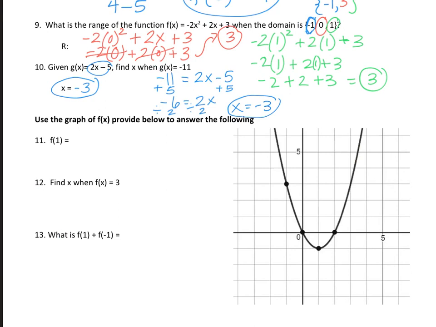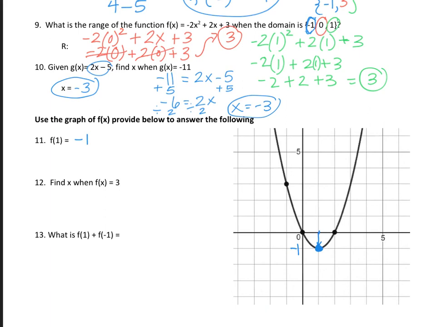All right, so for 11, 12, and 13, we're going to use the graph to help us answer these questions. The first one is asking f of 1 equals what? So when x equals 1, what does y equal? So 1 is right here for our x values. We are going to look up or down on the graph. If we go down, this is our y value when x is 1. So this is negative 1. So f of 1 is negative 1.